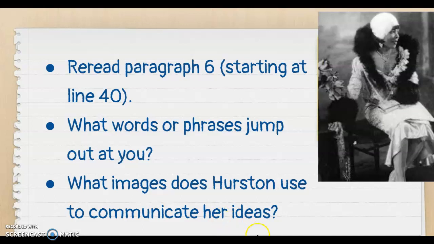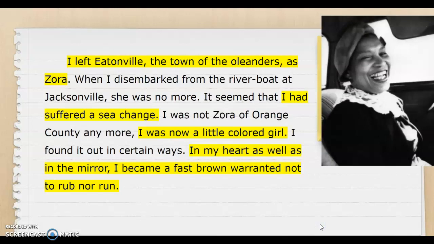So the first one we're going to look at is out of paragraph 6, starting at line 40. The questions are, what words or phrases jump out at you, and what images does Hurston use to communicate her ideas? And so here is paragraph 6 for you.